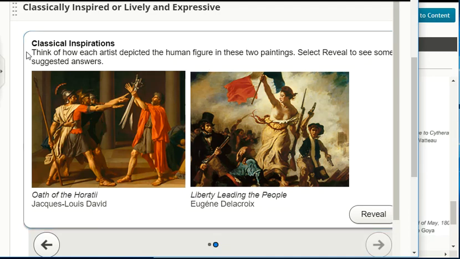Classical inspirations. Think of how each artist depicted the human figures in these two paintings. Oath of the Horatii by David and Liberty Leading the People by Delacroix. How are the figures treated differently?